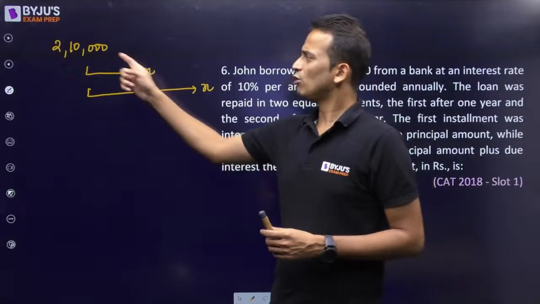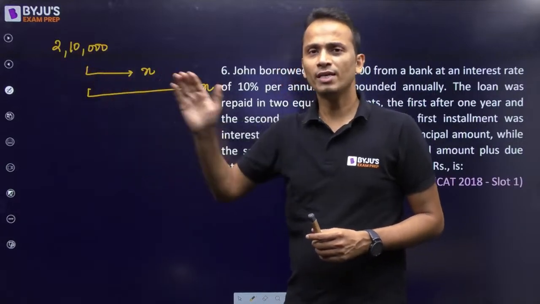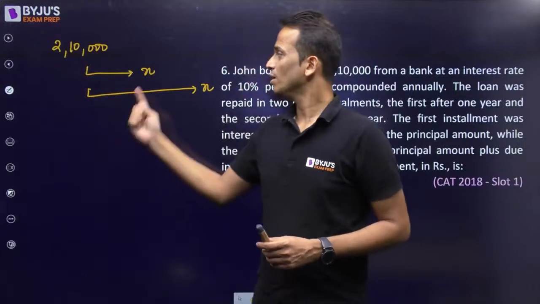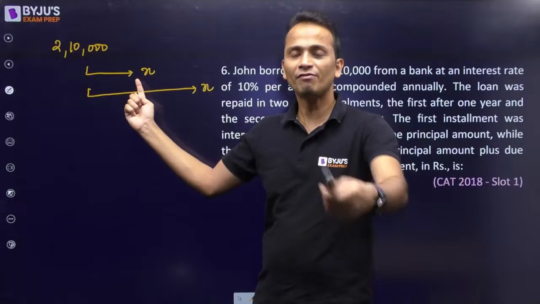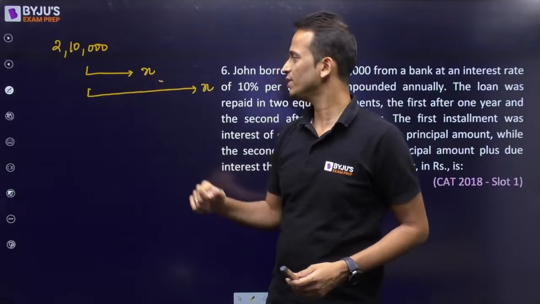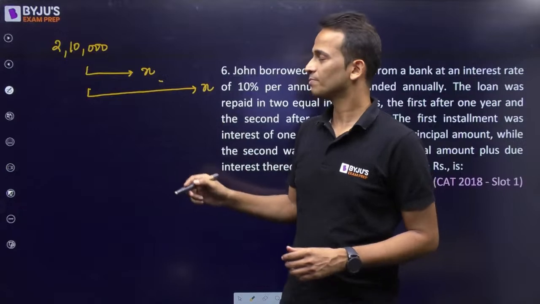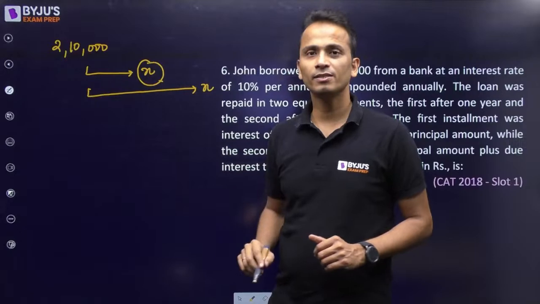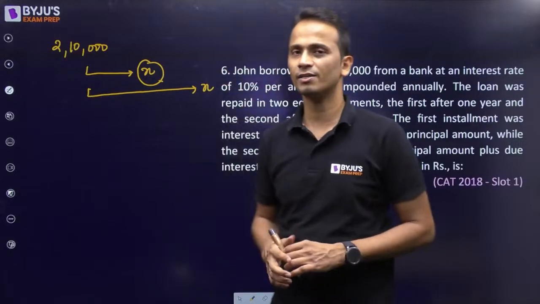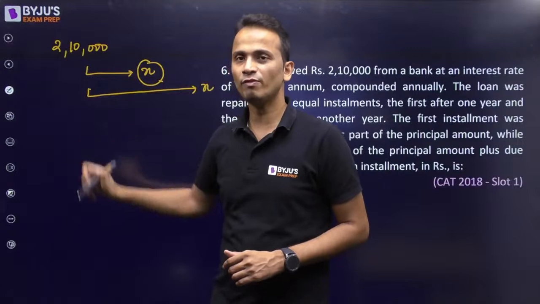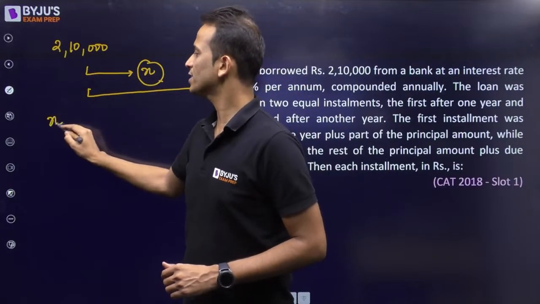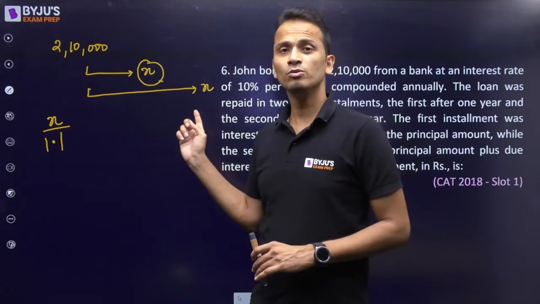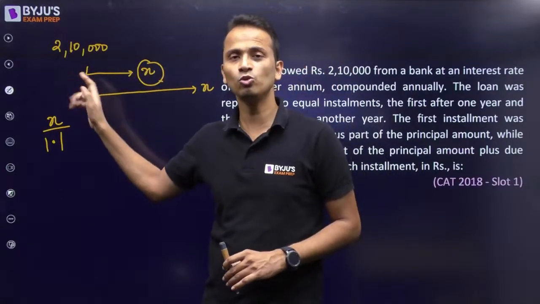Okay, now what was the value of the loan at present? So at present the value of the loan is 2,10,000, but this value x is repaid after 1 year. So this is the value after 1 year, and this is the value after 2 years. At what interest? 10%. So if this x, the money that is paid after 1 year, is converted to the present value, it will become x upon 1.1, right? From the future value, I have brought it to the present value.